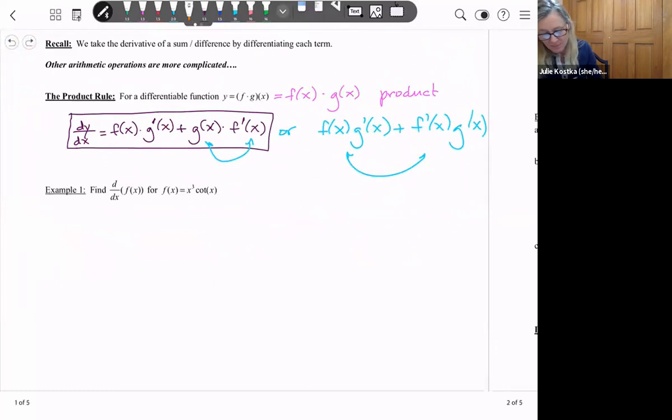Let's practice it. We have to recognize that this is one of our functions, x cubed, and it's being multiplied by this other function, cotangent. So I'm going to write these out today in a lot of detail. You pick how much detail you want to write. I'm going to show that I'm leaving the first function alone, and I am differentiating the second function.